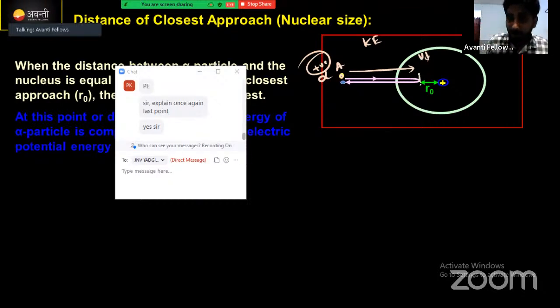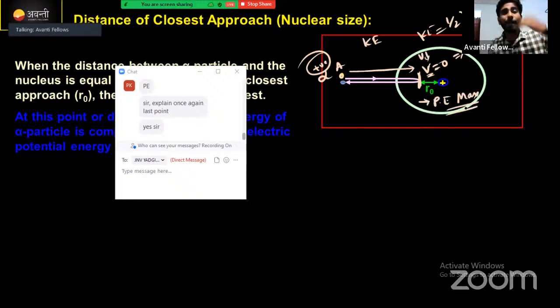At the exact point of reflection, velocity becomes 0. If velocity becomes 0, kinetic energy also becomes 0, because kinetic energy is half m v squared. If v becomes 0, the kinetic energy value also becomes 0. But when v becomes 0 at this position, due to the change in position, the potential energy value is maximum here.